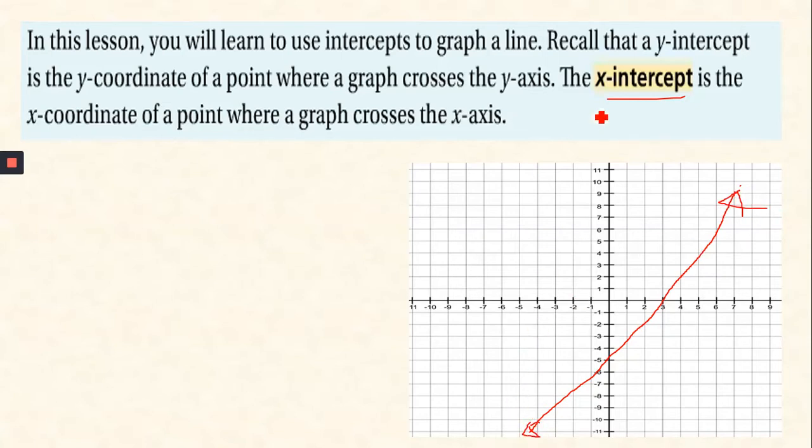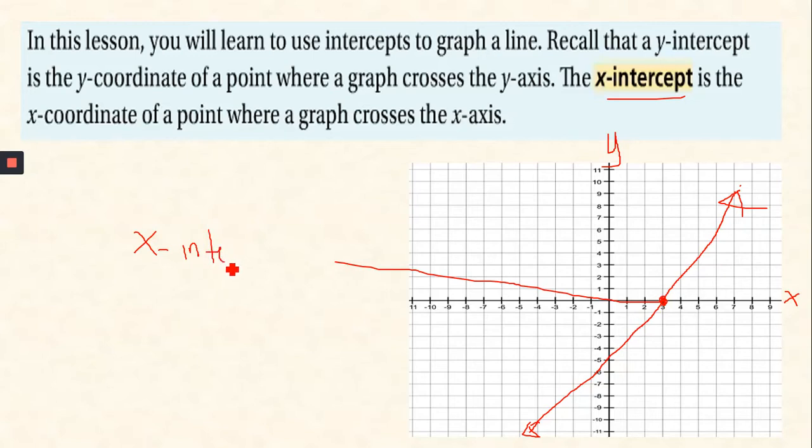Okay? So let us try to differentiate x-intercept and that of y-intercept. When we are talking about x-intercept, it is the intersection of the line across the x-axis. So we have here your x-axis and we have here your y-axis. And this is the line of the linear equation. So this point is what we call your x-intercept. Okay? That is your x-intercept.